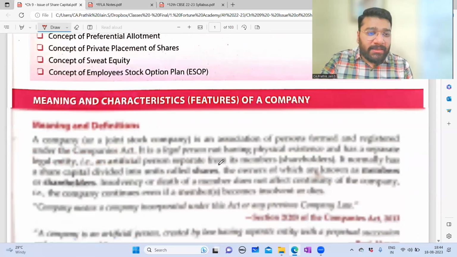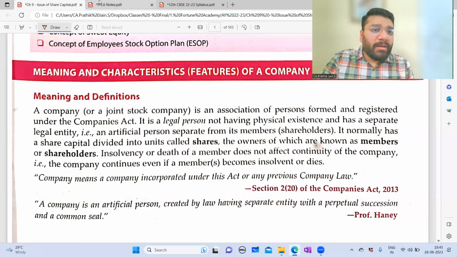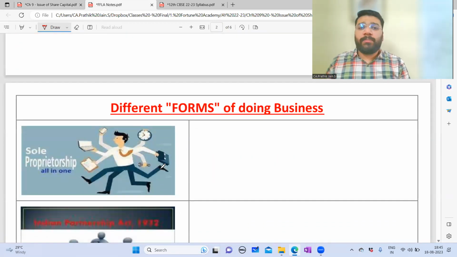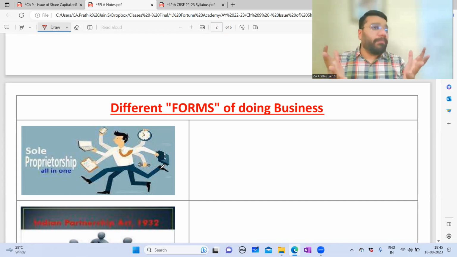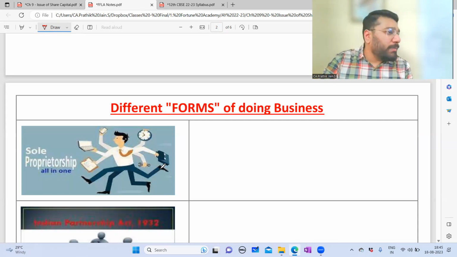So let's begin, guys. Before I start discussing the meaning and the definition of a company, I would like to bring your attention to this particular point. Guys, all of you remember when I did partnership, I told you that in India, if you're doing business, the business needs to have a particular form. You should have a particular body or shape for you to carry out the business. So there are various forms in which you can operate your business. The first form, being the most preferred form of doing business, is sole proprietorship business.